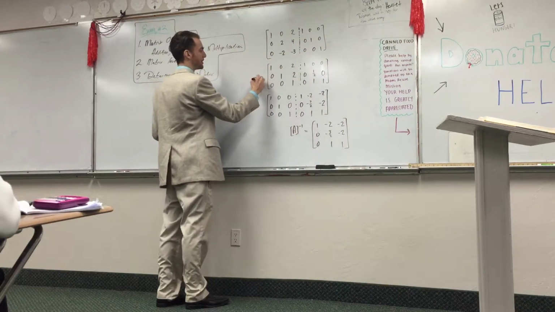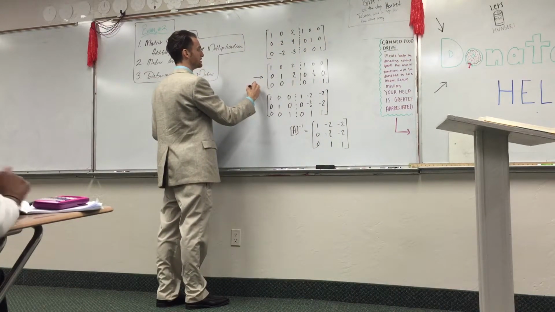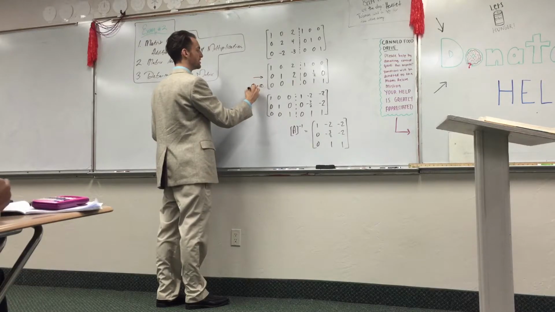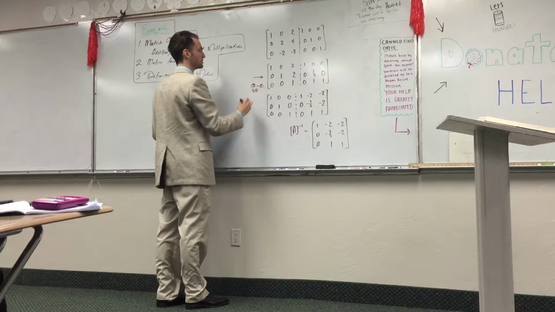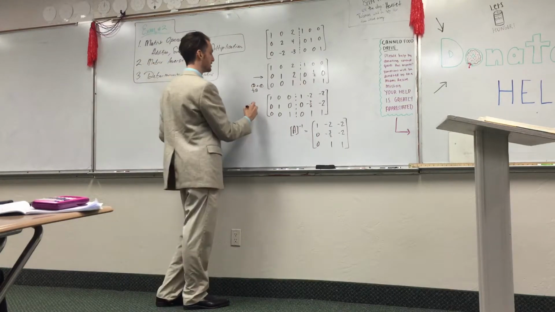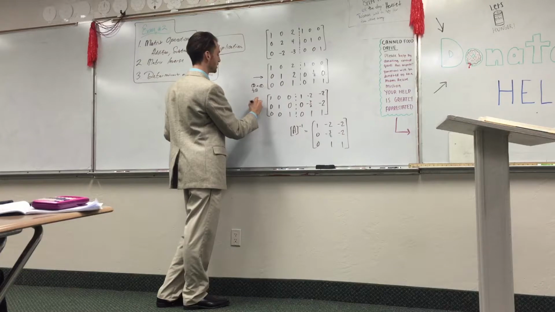To get to this step, I did row 3 plus row 2, and then I also did 1/2 of row 2. And to get to this step, I did -2 times row 3 plus row 1, and -2 times row 3 plus row 2.